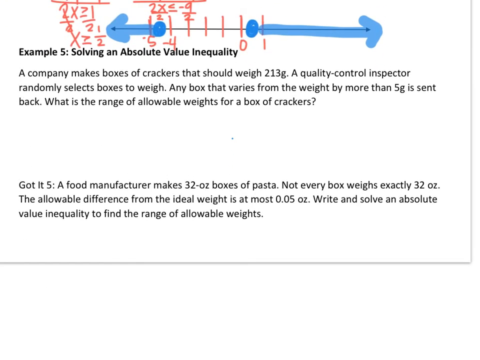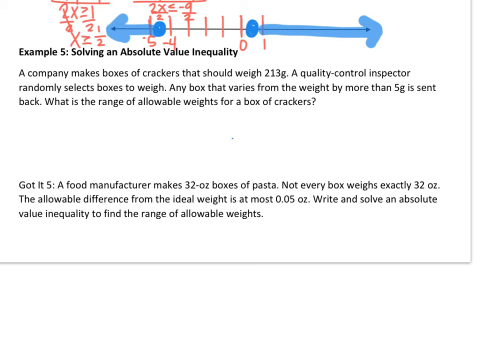Okay, example 5, solving an absolute value inequality again. This time we're going to use a word problem. It says a company makes boxes of crackers that should weigh 213 grams. A quality control inspector randomly selects boxes to weigh. Any box that varies from the weight by more than 5 grams is sent back. What is the range of allowable weights for a box of crackers?